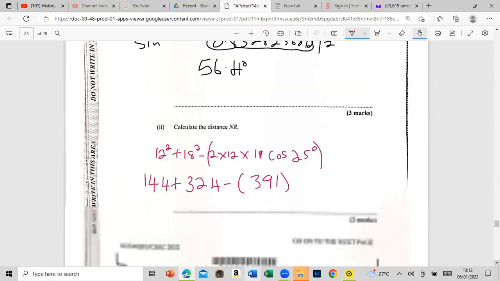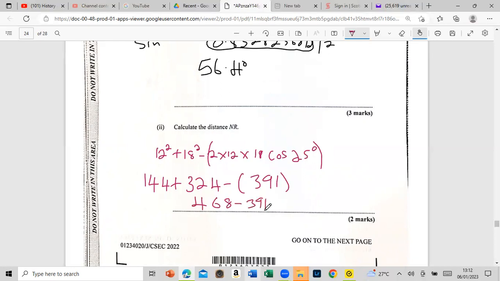All right, let's go. So let's add 144 and 324. So that's 144 plus 324 is 468. So 468 minus 391. And remember, guys, after you do this, you have to find the square root. So 468 minus 391, that's 77. Then we'll find the square root of 77, and voila, we get the length.